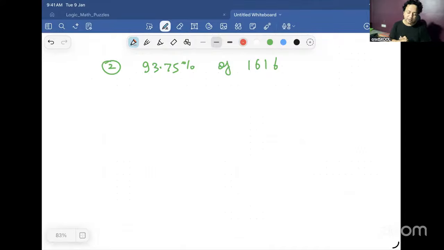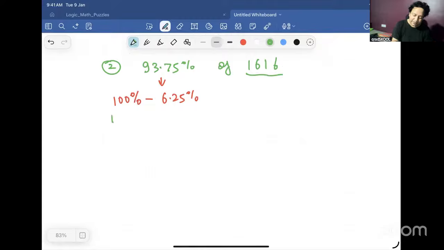Here you need to realize that 93.75% is close to 100%. It's actually 6.25% less than 100%. Yes or no? There's something which you can just analyze and observe. 6.25, Rudrakshi, you wrote 7.5, that's wrong. So 100% minus 6.25%. Now, 100% of anything is that thing only, the whole of it. So 100% is 1616.